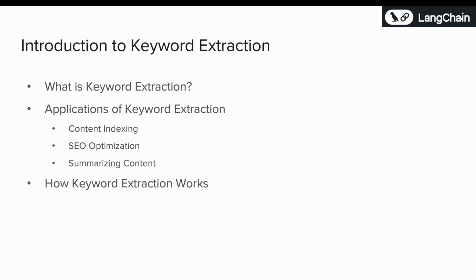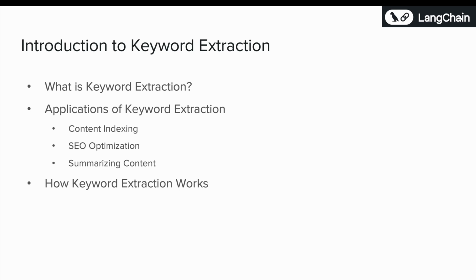How keyword extraction works. Keyword extraction can be done through several methods, including statistical approaches like TF-IDF, which is term frequency, inverse document frequency, and machine learning models trained to identify important words. For this project, we'll use a Hugging Face model that can identify keywords directly from text, making it quick and easy to build our tool.